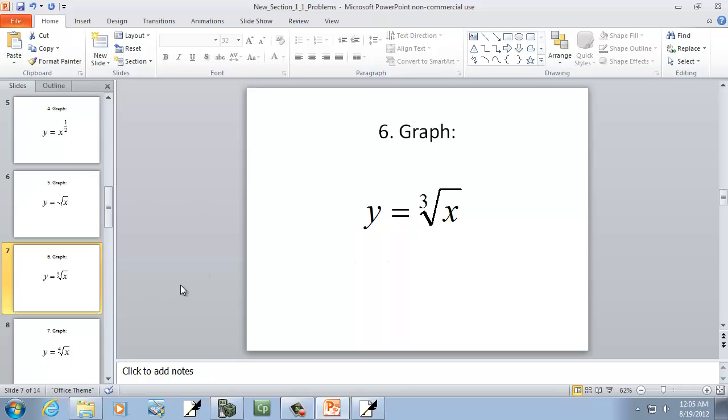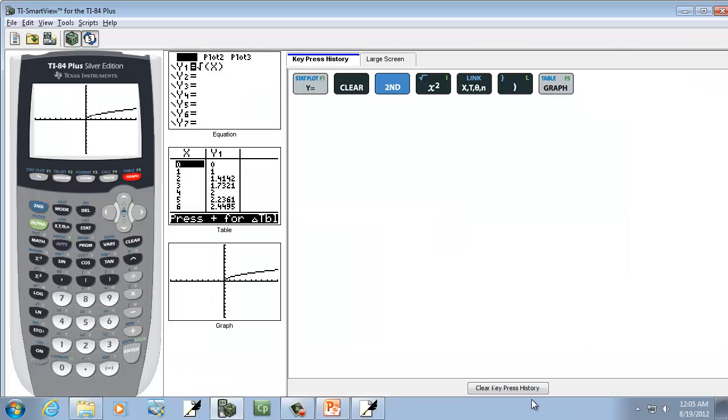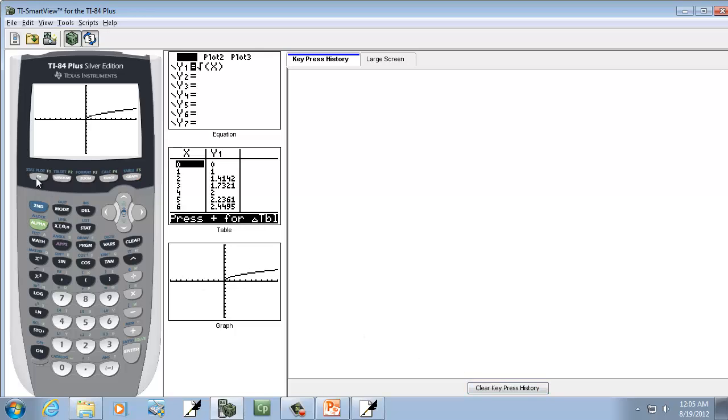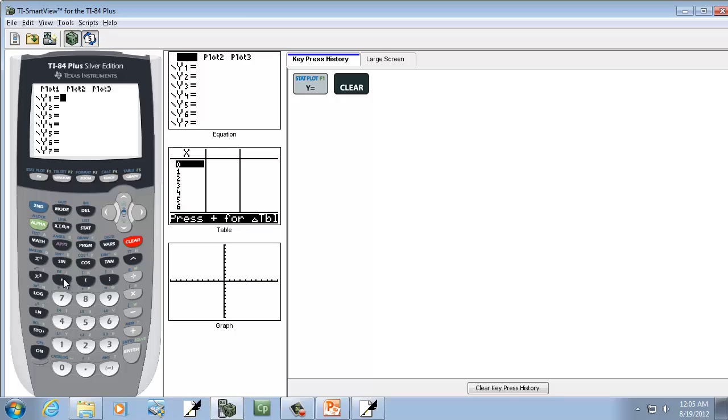The next one is a cube root, and you run across it fairly often also. So let's look at it. So press y equals, press clear. Now if you can't find your math function on a button or above a button, it's probably underneath the math button. So I'll press math.